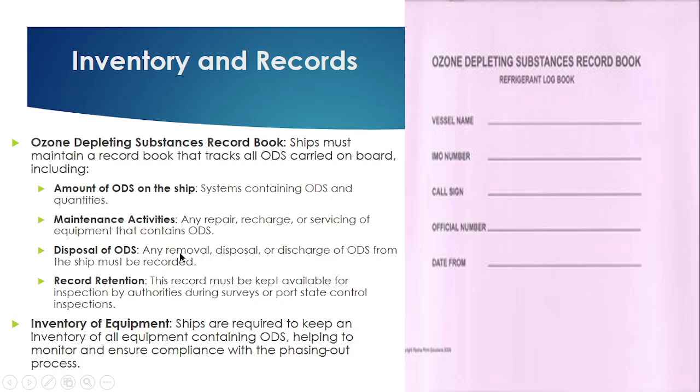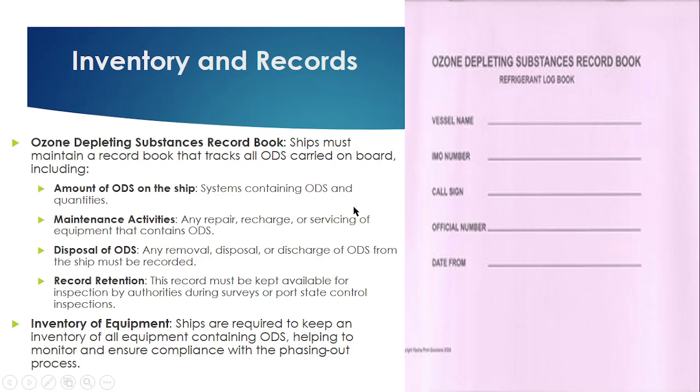Basically on board we cannot dispose, we have to give it to the reception facility, followed by how much amount you have and how much amount you have discharged, how much amount you have recycled. All that you have to maintain in the record, and you have to present it to the flag inspector or port inspector, whoever comes and wants to check, and all this also goes to the company. So this is called inventory and record of the ODS.